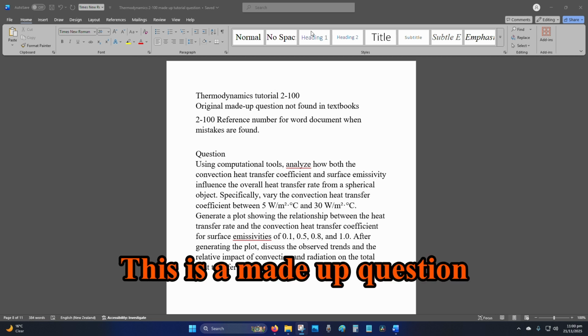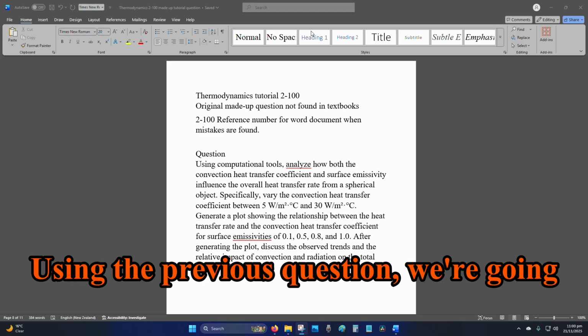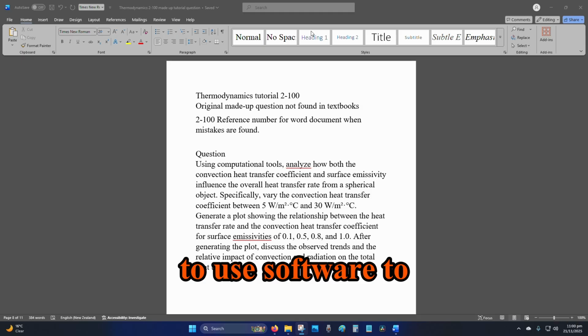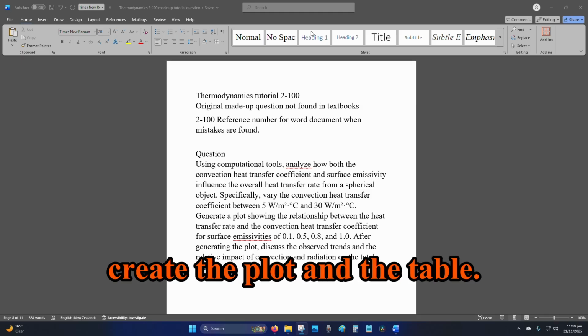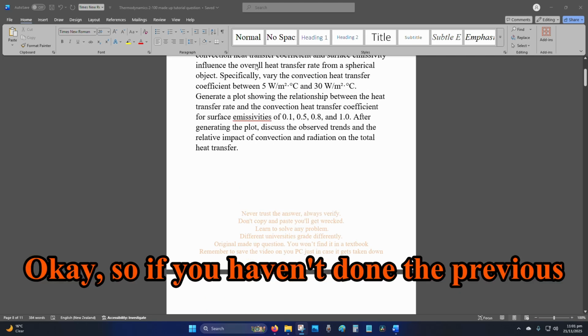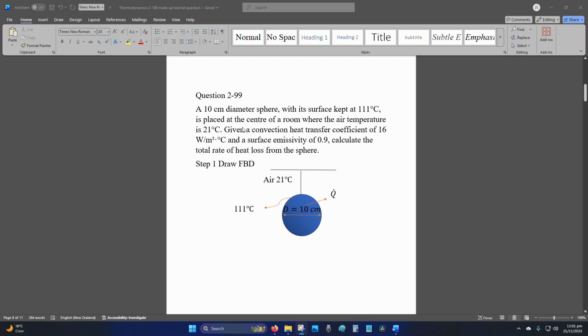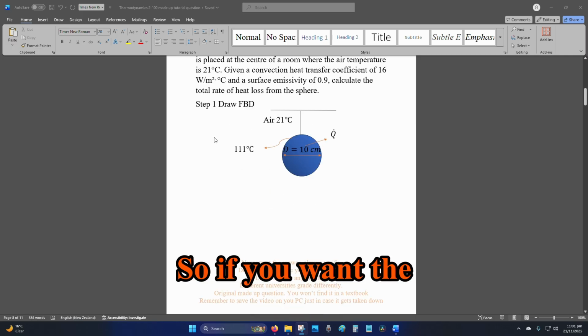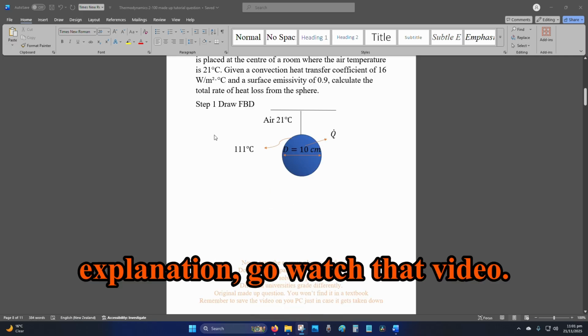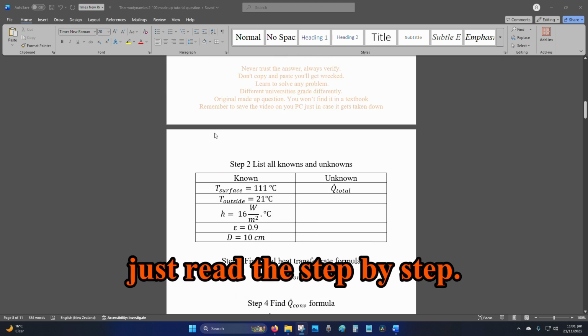This is a made-up question not found in your textbooks. Using the previous question, we're going to use software to create the plot and the table. We'll discuss the results. Okay, so if you haven't done the previous question, here is the previous question. If you want the explanation, go watch that video. You can pause this video and just read the step-by-step.